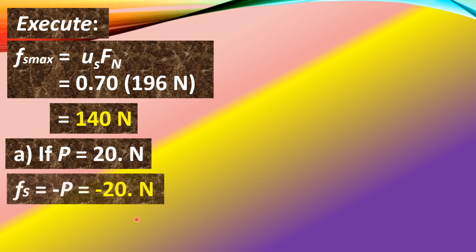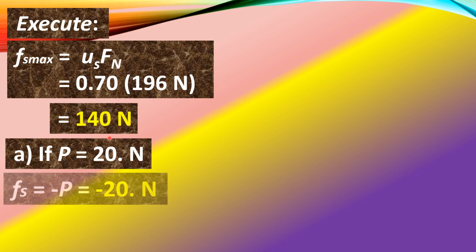Why is this so? This is because the crate remains stationary, as the applied force P is still less than the maximum static friction. 140 newtons, which is the maximum static friction, is much greater compared to the applied force in case A, which is only 20 newtons.